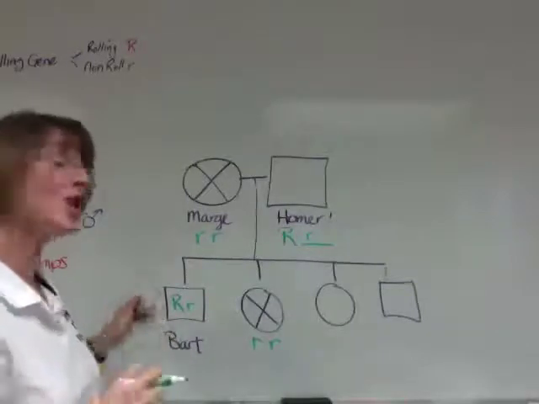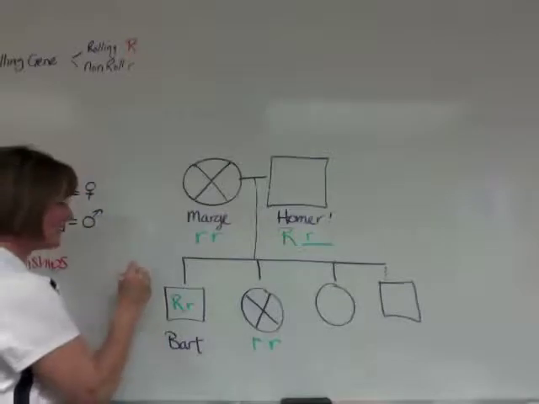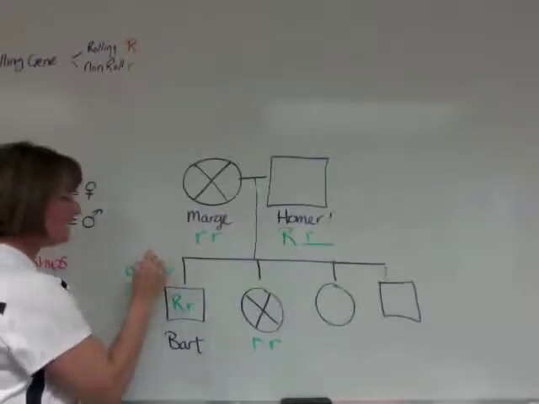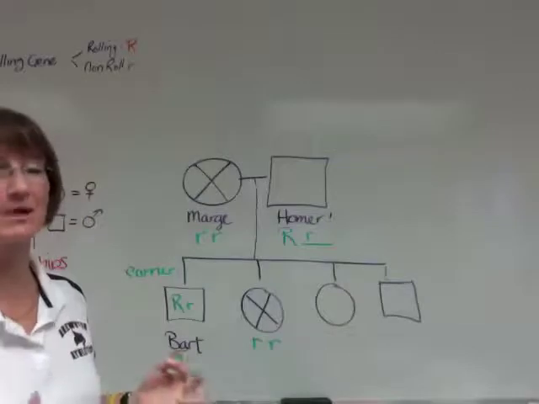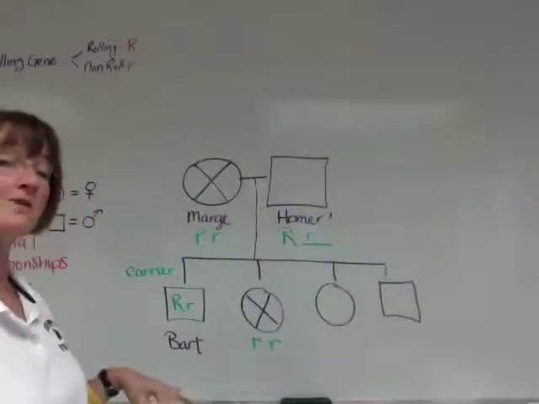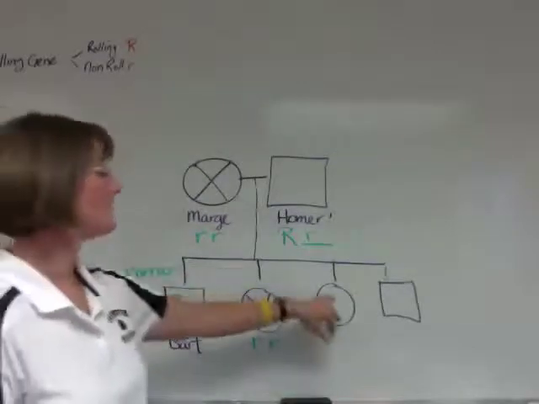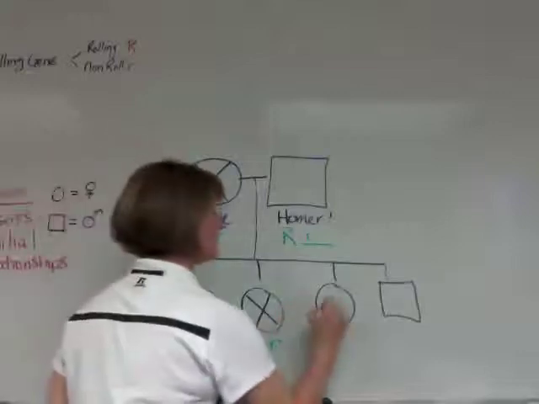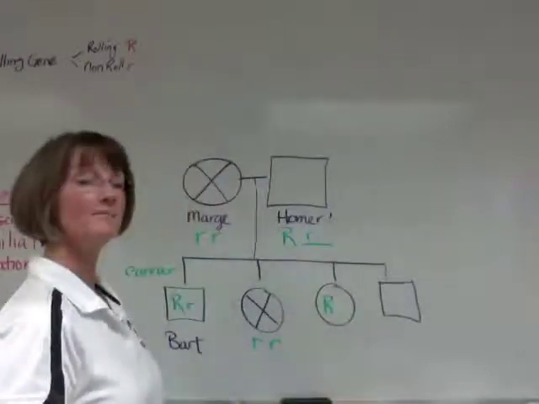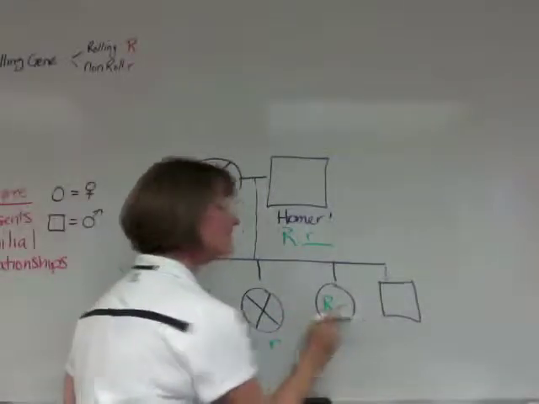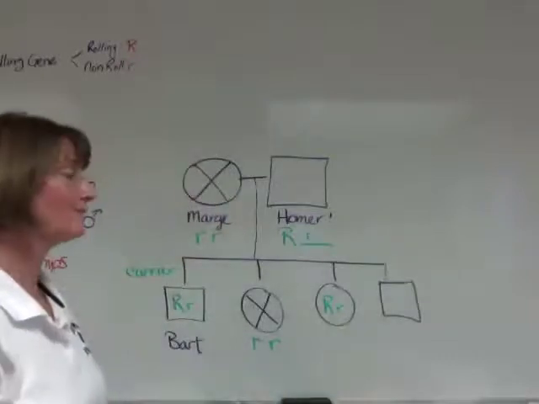We can also call him a carrier. He has the gene for not rolling, but he doesn't express it. He could pass that on to his someday children. This daughter can roll her tongue. Thank you, Bart. But Marge ensures that this daughter is also a carrier.